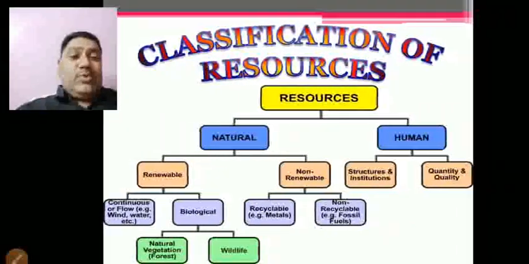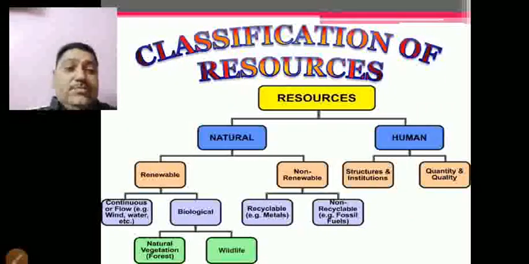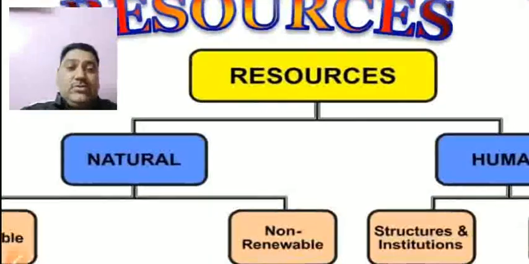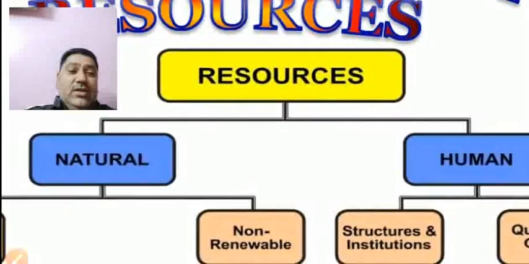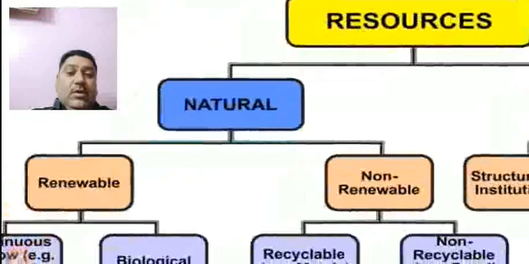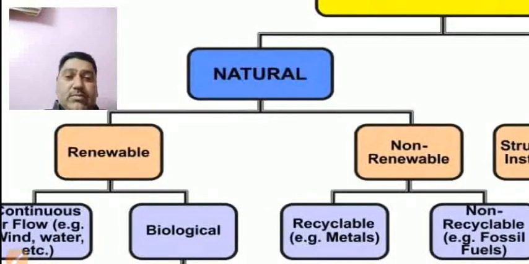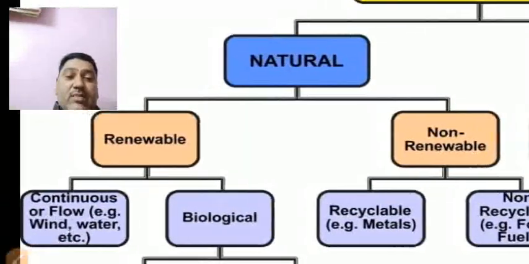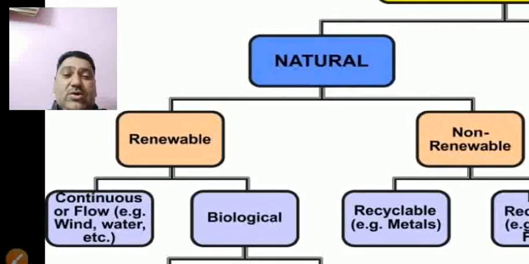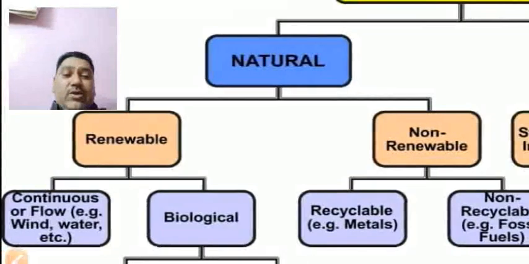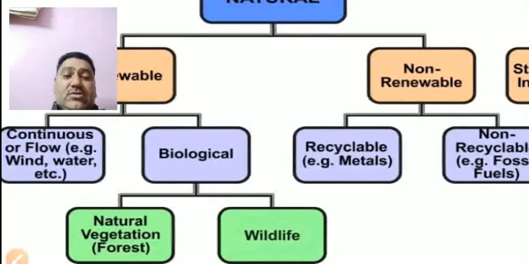Next, we will see a very important topic, that is classification of resources. As you can see in this chart, we can classify resources mainly in two ways: natural and human resources. Natural resources can be further classified into renewable and non-renewable. Renewable can be further classified into continuous or flow, which includes things like wind, water, etc., and biological. In biological resources, we can further classify them into natural vegetation, that is forest, and wildlife.